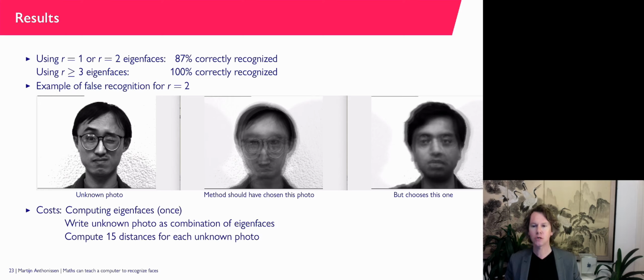The costs here: you have to compute all these eigenfaces, but the trade-off is that you only have to do it once. Next, I have to write my unknown photo as a combination of eigenfaces, and that 15 times, because there are eigenfaces of all the different people. And then I have to compute the distances to these combinations of eigenfaces, so also 15 distances. So a bit more work than the average faces, but here we can also make it more accurate than there.